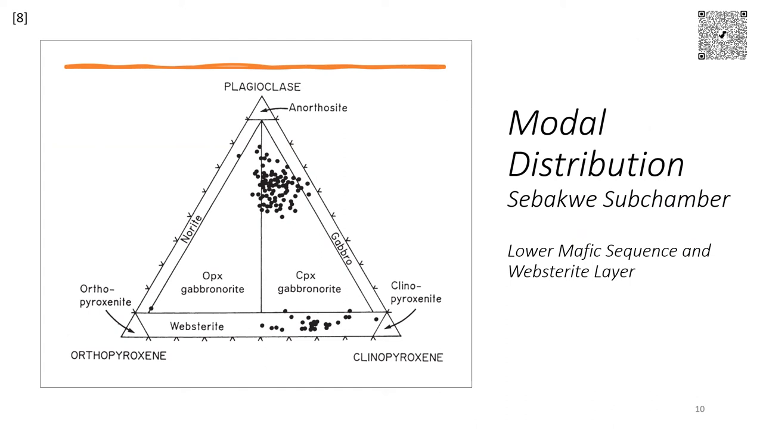Here we're looking at the modal distribution in the lower mafic sequence and websterite layer of the Zimbabwe subchamber. This is mostly just for reference and to give you a sense of the variation between the subchambers, but you can see it's primarily clinopyroxene gabbronorite, a little bit of OPX gabbronorite, a tiny bit of norite and gabbro, and then the websterite down here.